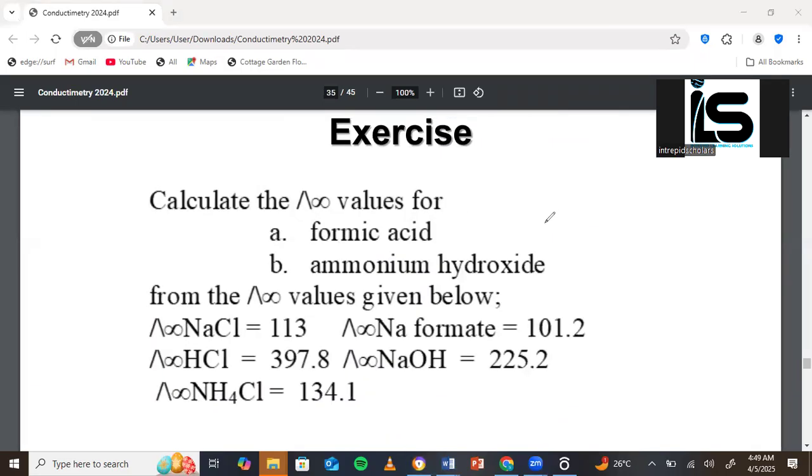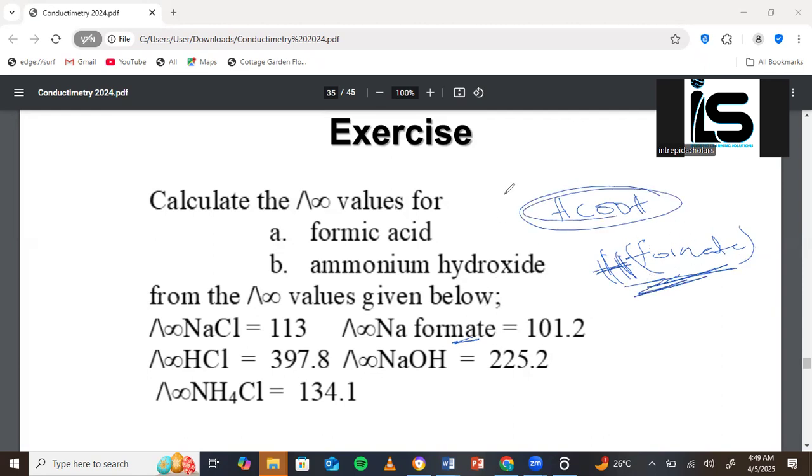Now, the first one is for us to form formic acid. It's either you know how to draw formic acid, which is like this, or even if you don't know how to draw formic acid, you have formate plus a hydrogen, right? It's formic acid. That's how it is. So if you cannot draw it, you can use this, but this is not the right way. This is for if you cannot draw it, but this is the right way, right?